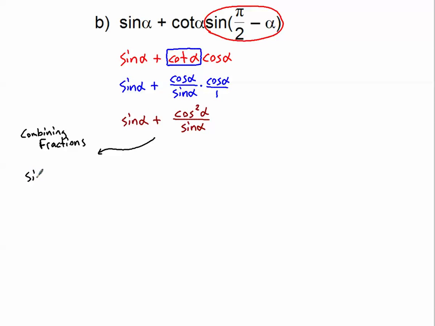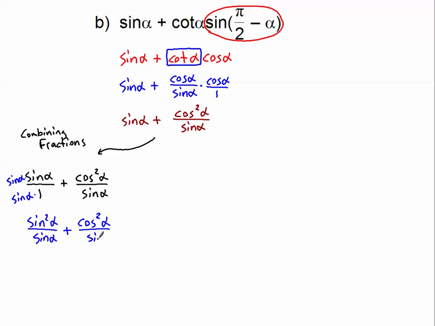Okay, so we've got the sine, maybe I put it over 1, plus the cosine squared over sine. To be able to add fractions, you need to have the same denominator. So since the denominator needs to be a sine, I'm going to multiply this denominator by sine and the numerator by sine. So I'll multiply by sine over sine. Now I'll have sine squared over sine plus cosine squared over sine.